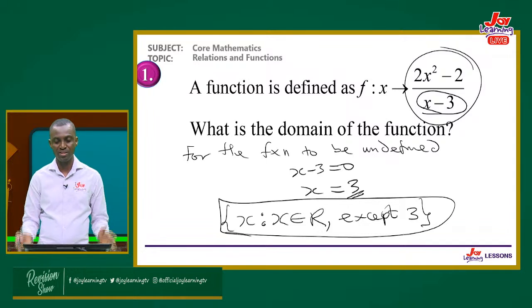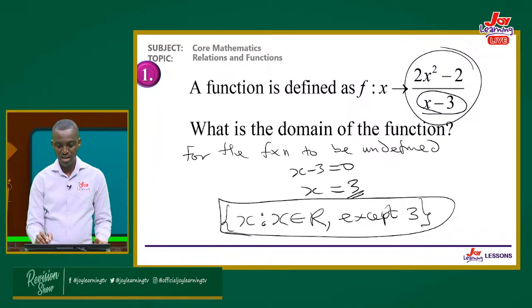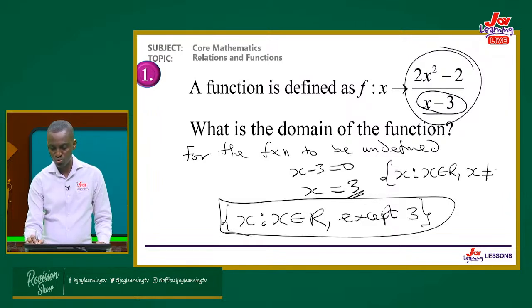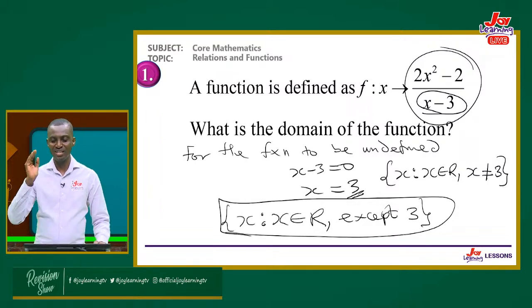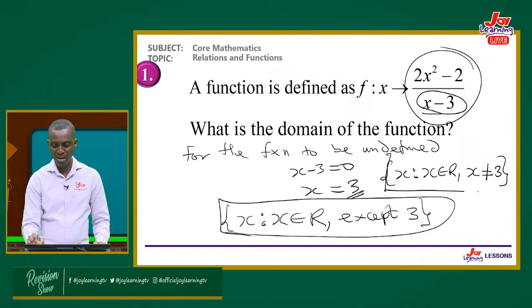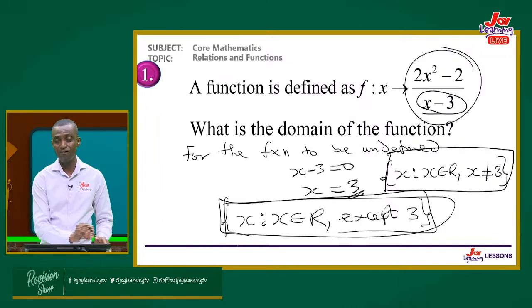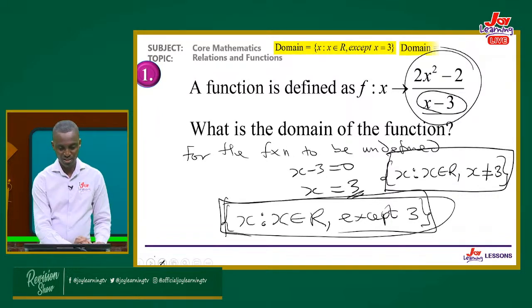And that answers the question, the domain, the range of values of x that will enter to give you an output, except 3. Somebody can write this same statement as x such that x is a member of all real numbers, x is not equal to 3. That means the moment x becomes 3, there's wahala. So you can write this as your domain, and you can write this as your domain. Whichever way you go, you get your answer right.